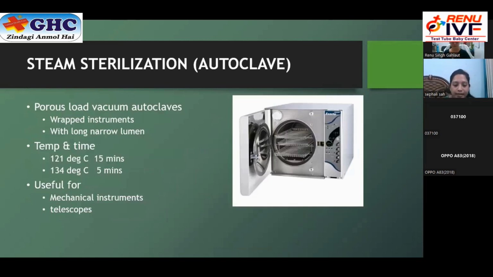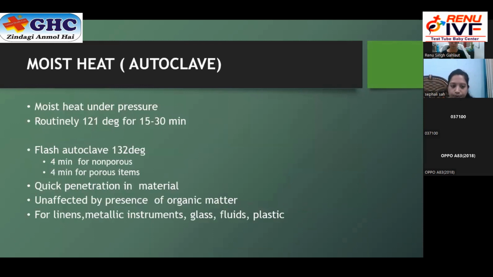Now coming to the other method of sterilization, that is steam sterilization with autoclave, a process which everybody commonly knows. It is a porous load vacuum autoclave, in which small pores are present, which help in autoclaving the instrument. The instrument is not kept bare. First of all, we wrap the instrument in a sheet, and then we keep it in the autoclave. It requires 15 minutes at 121 degrees Celsius and 5 minutes at 134 degrees Celsius. It is useful for our mechanical instruments and telescopes.